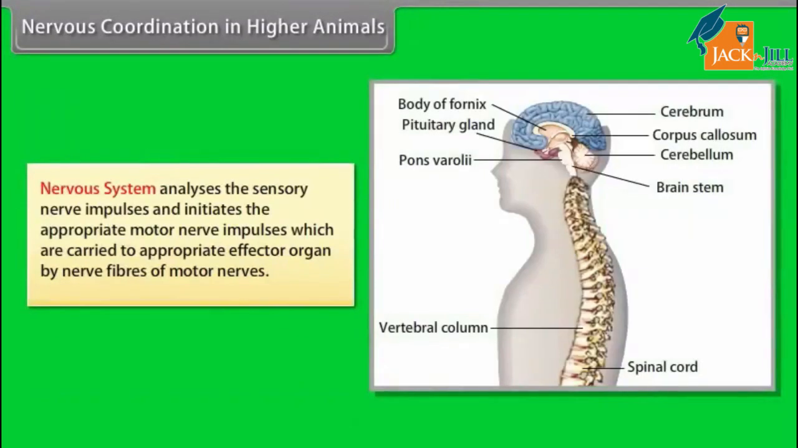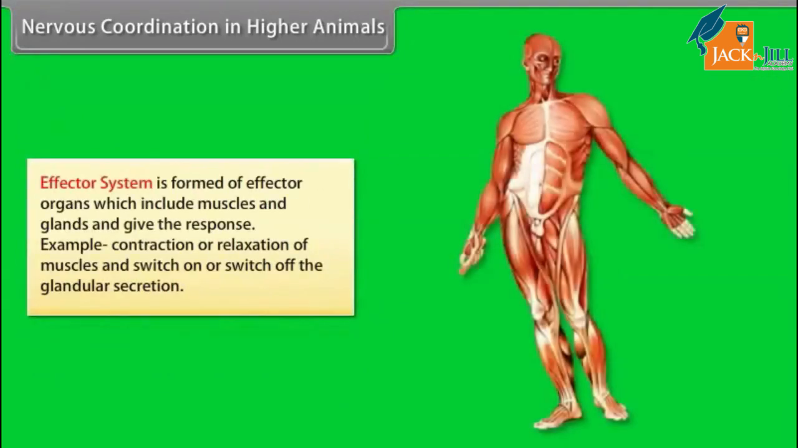The nervous system analyzes the sensory nerve impulses and initiates the appropriate motor nerve impulses which are carried to the appropriate effector organ by nerve fibers of motor nerves. The effector system is formed of effector organs which include muscles and glands and give the response. Example: contraction or relaxation of muscles and switch on or switch off of glandular secretion.